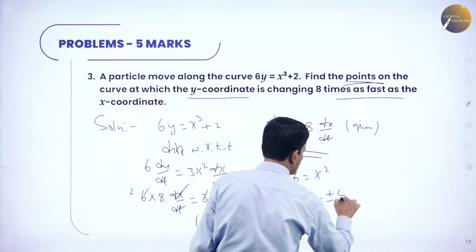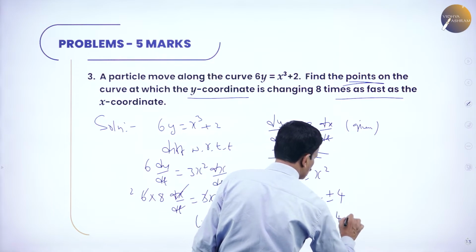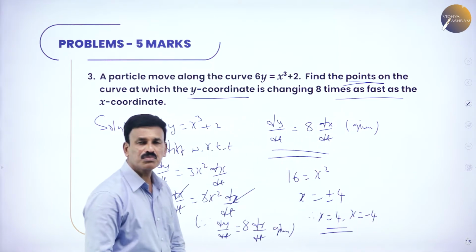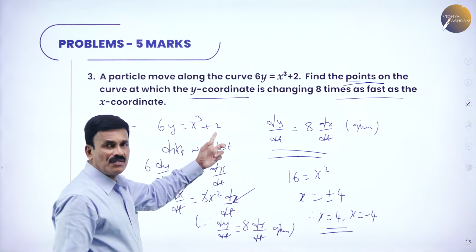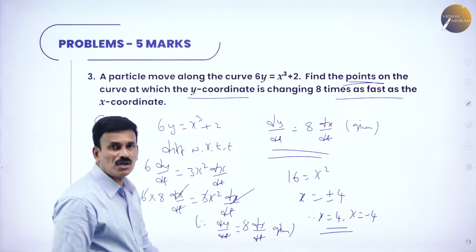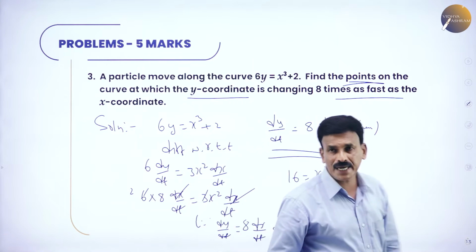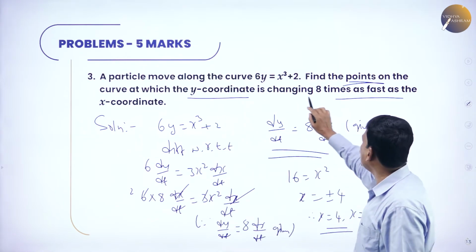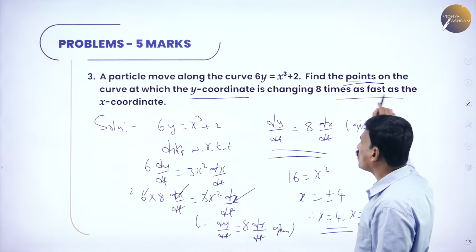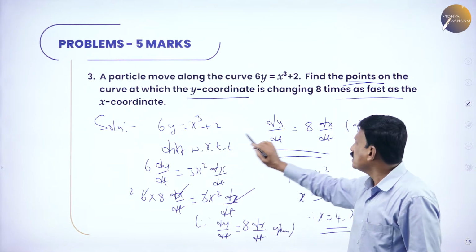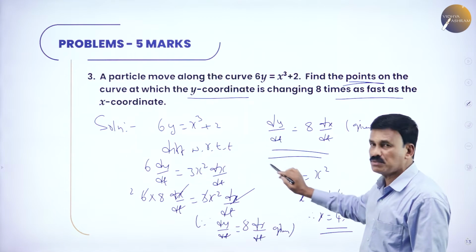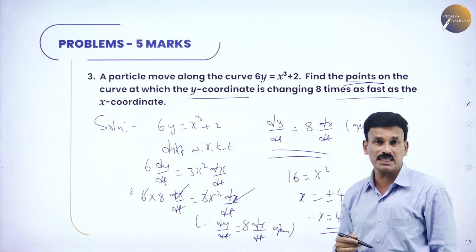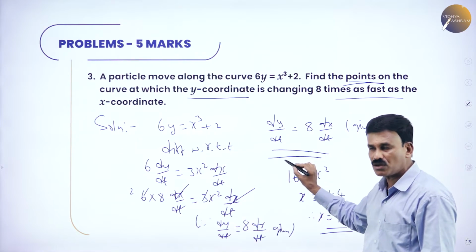Therefore x is equal to plus or minus 4. X is equal to 4 or x is equal to minus 4. That's it. First point. See here. What is given? 6y is equal to x cube plus 2, and find the point on the curve at which the y coordinate is changing 8 times as fast as the x coordinate. Y coordinate is changing means dy by dt is equal to 8 into dx by dt. This is a very important given concept.